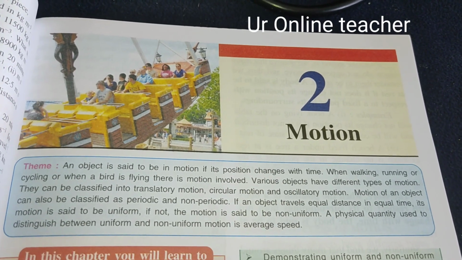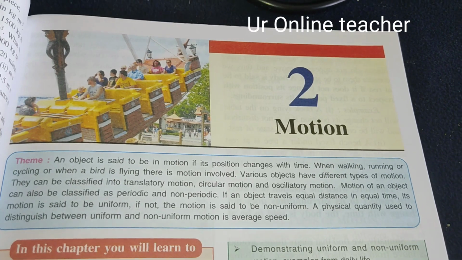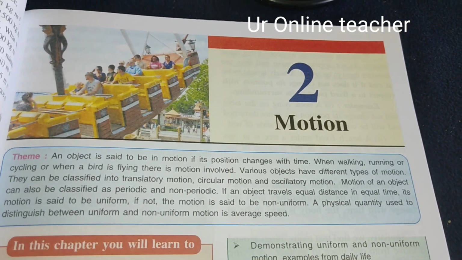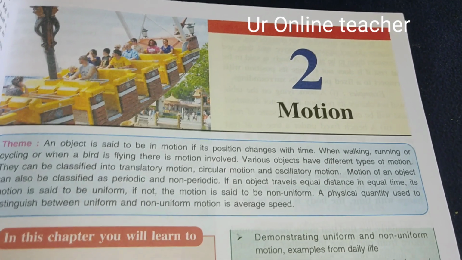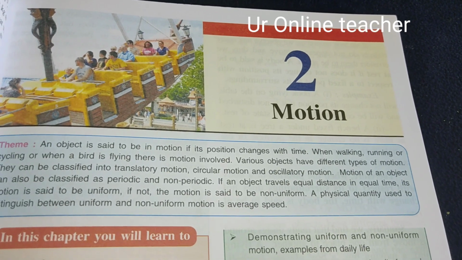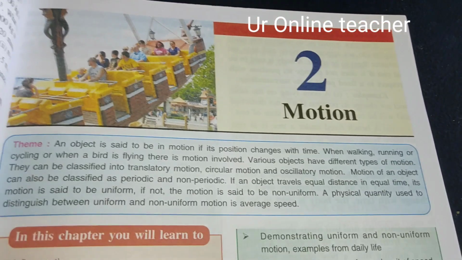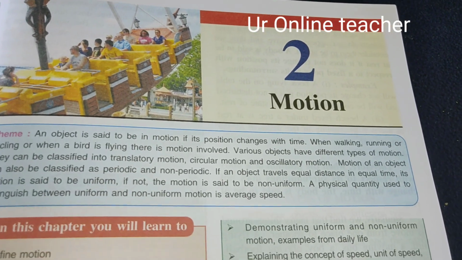According to the different types of motion, they are classified into translatory motion, circular motion, oscillatory motion. Motion of an object can also be classified as periodic motion, non-periodic motion. If an object travels equal distance in equal time, its motion is said to be uniform, and if not, the motion is said to be non-uniform.